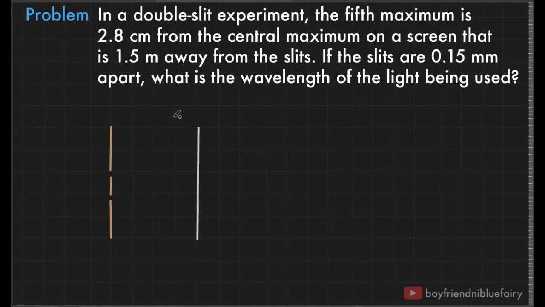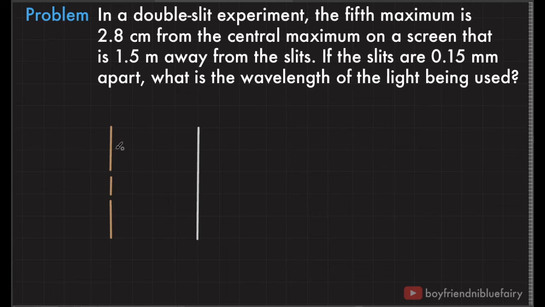As an example, this problem is from OpenStax University Physics, Chapter 3, Interference, Problem 31. In a double-slit experiment, the fifth maximum is 2.8 centimeters from the central maximum on a screen that is 1.5 meters away from the slits. If the slits are 0.15 millimeter apart, what is the wavelength of the light being used?